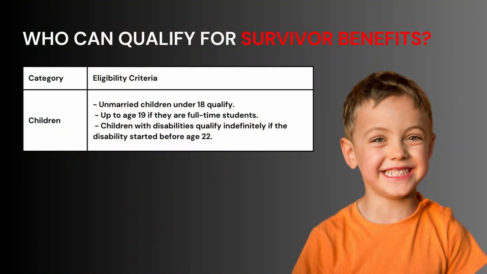Next one, dependent children. If the kids are below age 18, or 19 if they're a full-time student in school, then they are eligible to receive the survivor benefits. Please note, if the child became disabled before the age of 22, they can receive the survivor benefits indefinitely.